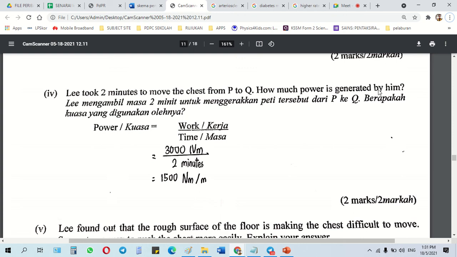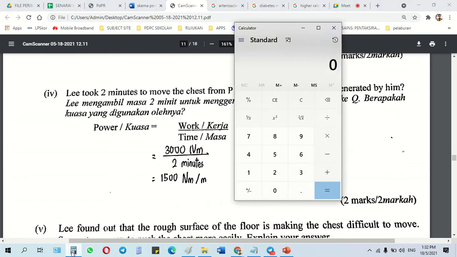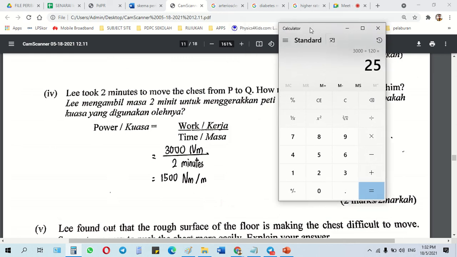Okay, and then Lee took 2 minutes to move the chest from P to Q. How much power is generated by him? So power, work over time. So ambil saja nilai yang tadi. Ni tak boleh in minutes because time kita mesti convert dalam bentuk second. So that 2 minutes times 60 seconds. So 3000 divided by 120 second. So you will get 25. Okay. So the answer is 25 joule per second.